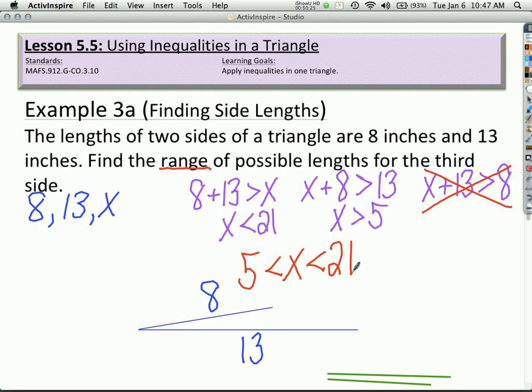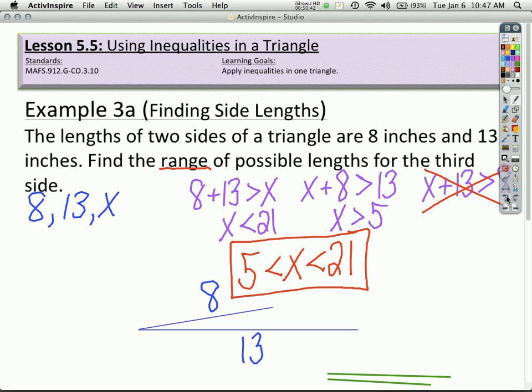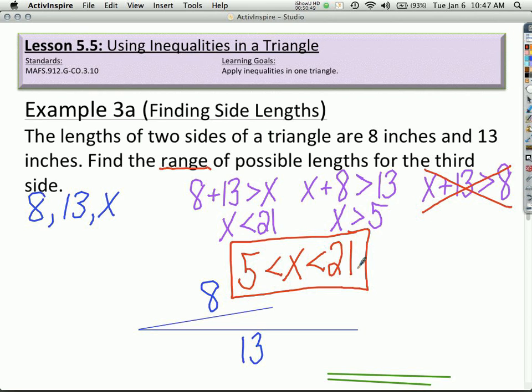And what we figured out is that if we had a length of 5, it actually would not work. But a little bit bigger than 5 will work. Remember, it doesn't have the or equal to. If it had the or equal to, then it could be exactly 5, but we don't have that. And the biggest size is just under 21. And so we have figured out the range of possible lengths for this third side over here. Anyone have any questions or concerns about that?